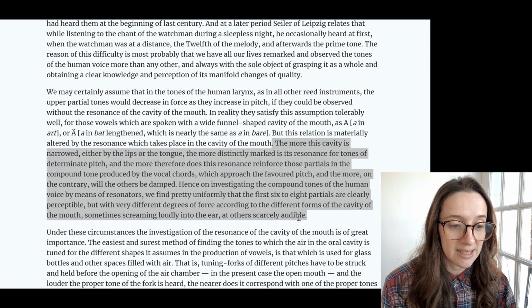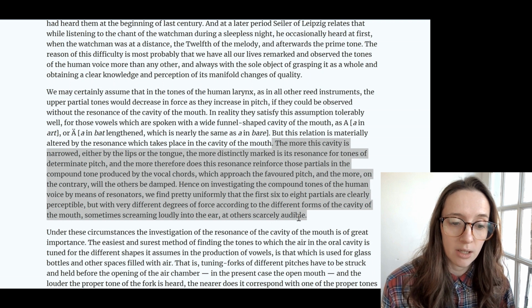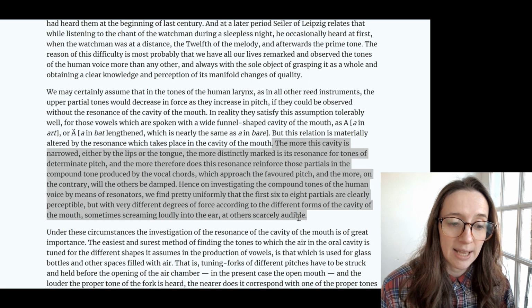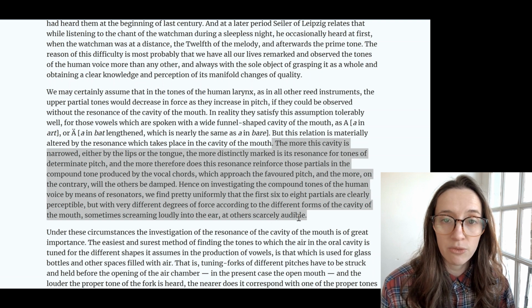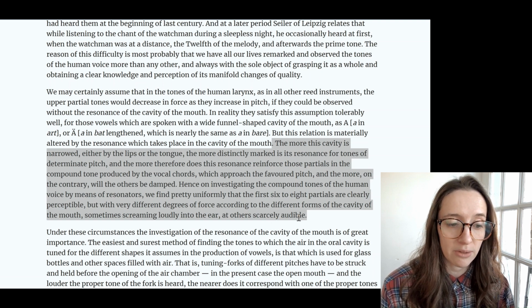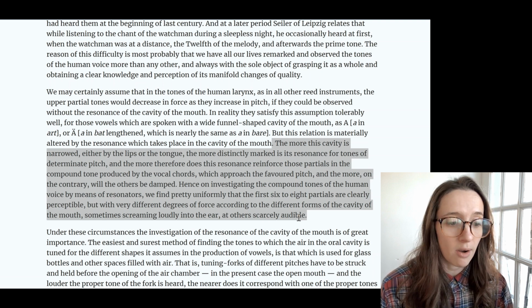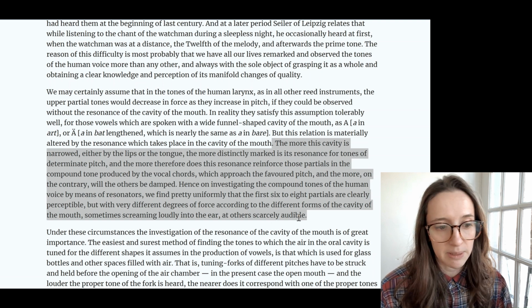The more the mouth is narrowed, either by the lips or the tongue, the more distinctly marked is its resonance for tones of determined pitches, and the more, therefore, does this resonance reinforce those partials in the compound tone produced by the vocal cords, which approach the favored pitch, and the more, on the contrary, will the others be dampened.